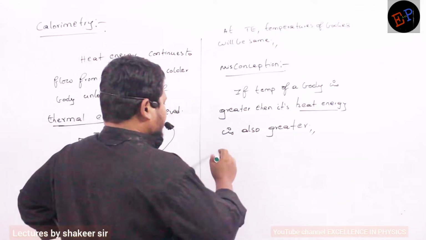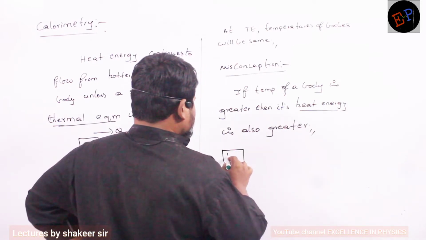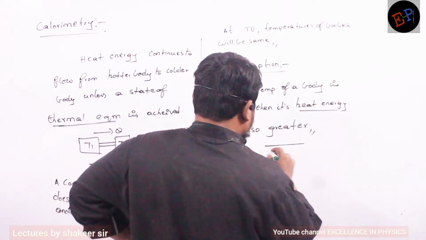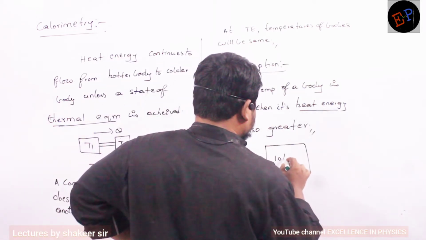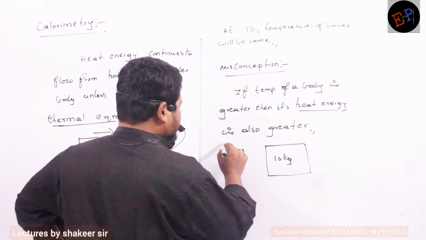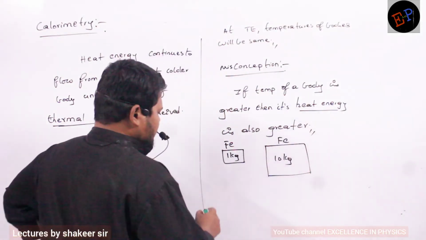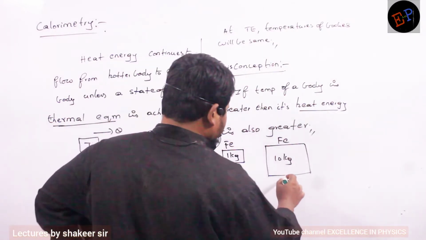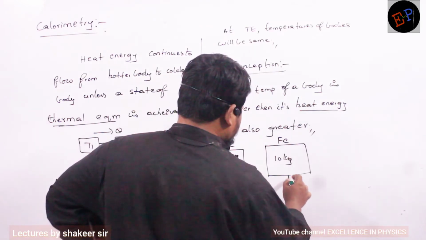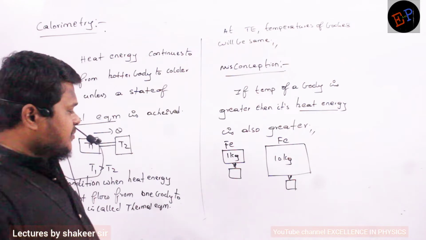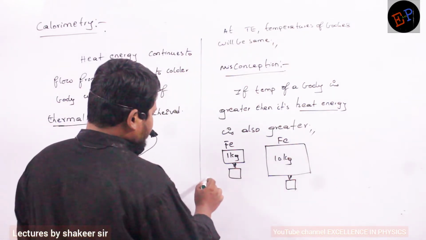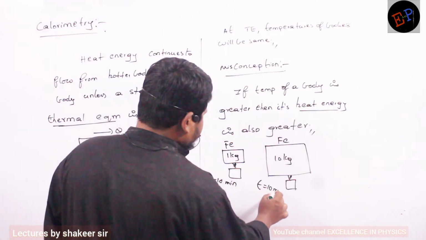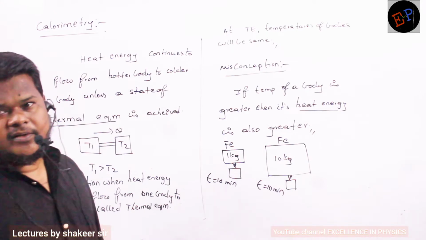For example, I take 1 kg body, or any metal you take, 1 kg iron you take, and here you take 10 kg iron. Are you able to understand? So both are iron metal I am taking. So I am heating them with the same type of lamp. So this one I will heat for 10 minutes and this one I will heat for 10 minutes. Both of them I am heating for same time.